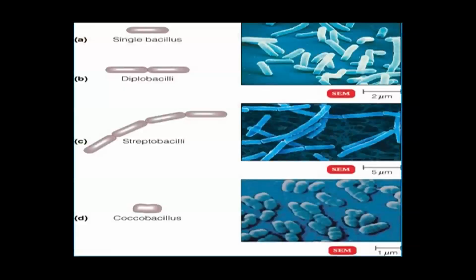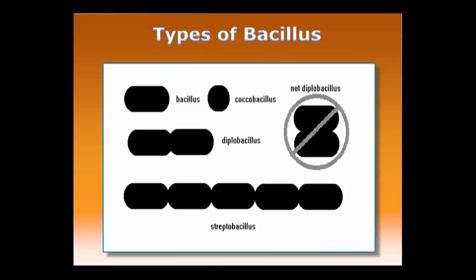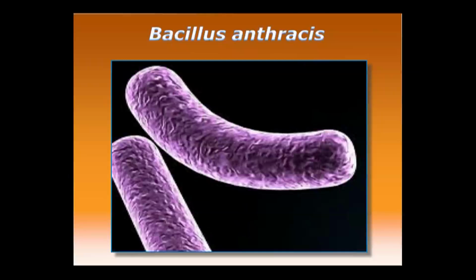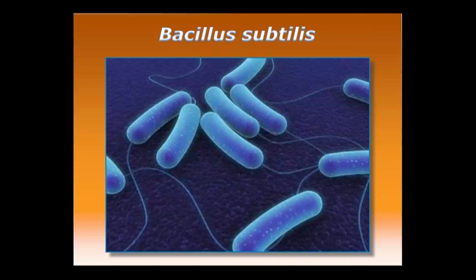They are somehow the short rods, looking like the coccus. So, they are called as coccobacilli. Apart from this, sometimes the palisade-like bacillus are also there. It shows the types of bacilli. This is the picture of Bacillus anthracis and this is the picture of Bacillus subtilis.